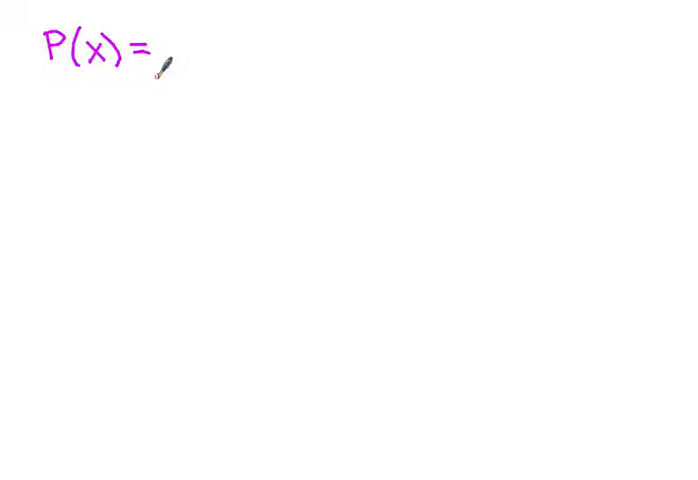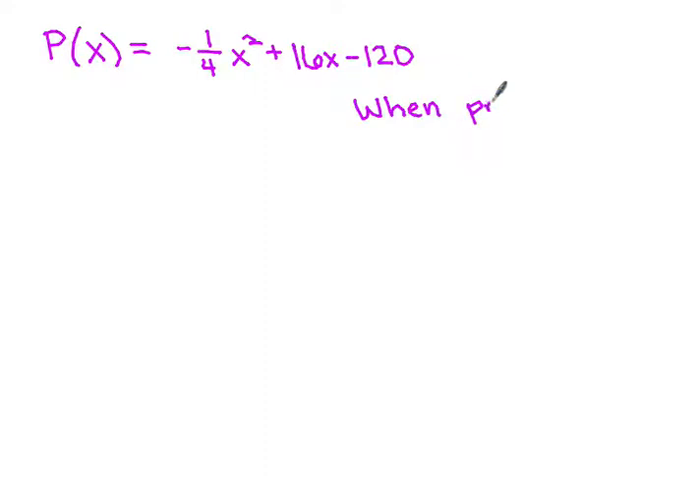And so you'll have something like negative 1/4 x squared plus 16x minus 120. Okay, so you'll have some equation like that that'll represent your profit. Again, the questions that'll be asked is when are we profitable? Okay, we'll ask how many units to sell to maximize profit.